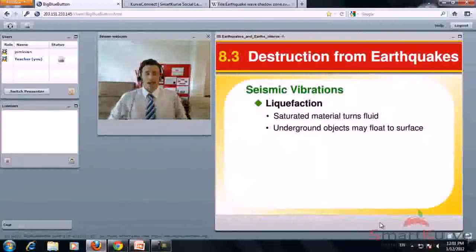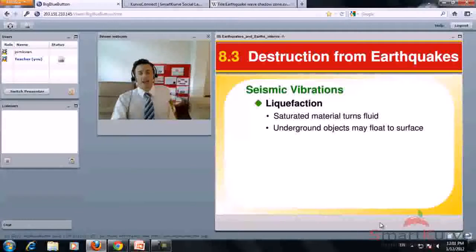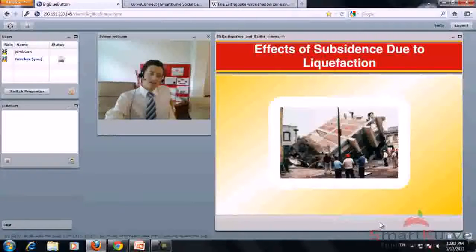One effect of seismic vibration, on the next slide, liquefaction. When saturated material turns to liquid, underground objects may float to the surface. You can see that on the next slide. That whole building there just sank into the ground. It looks like the Titanic sinking in the ocean, because the ground has just been turned into liquid. It's gone from a solid state to a liquid state, and the building sank into it.